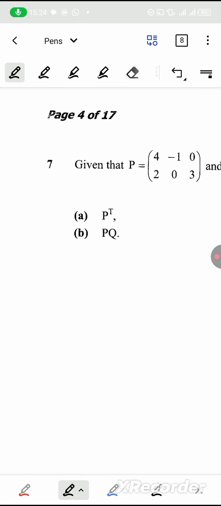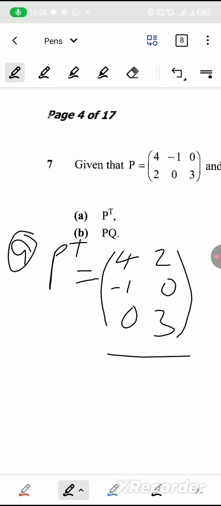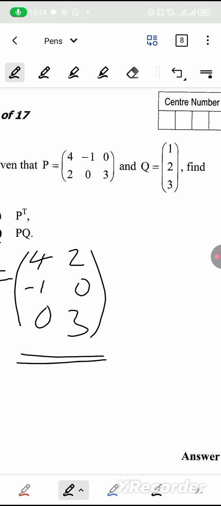So to start with, let us start with the transpose. Transpose simply means we just have to swap the rows. Since these are rows, the horizontal ones, rows become columns, then columns become rows. So this is A. We are saying P transpose is equals to 4, then negative 1, then 0, then 2, 0, then 3. So that's the transpose, meaning we have answered that one. Then we go to PQ.